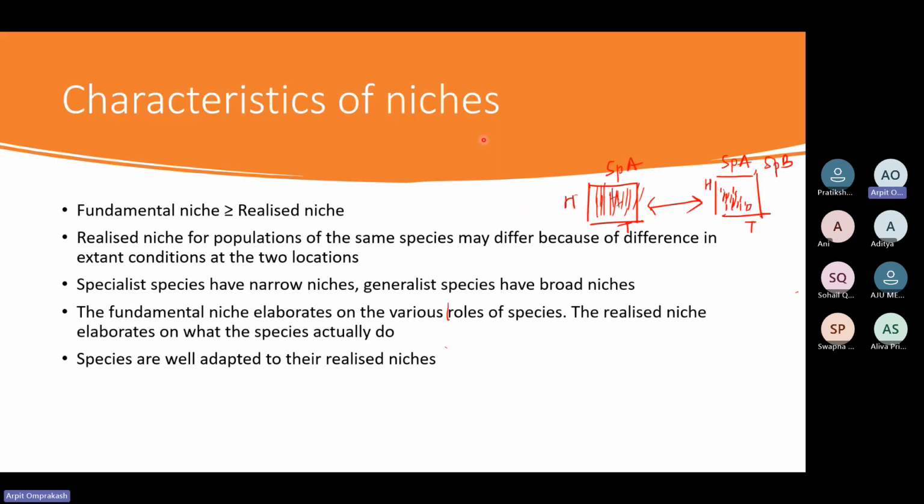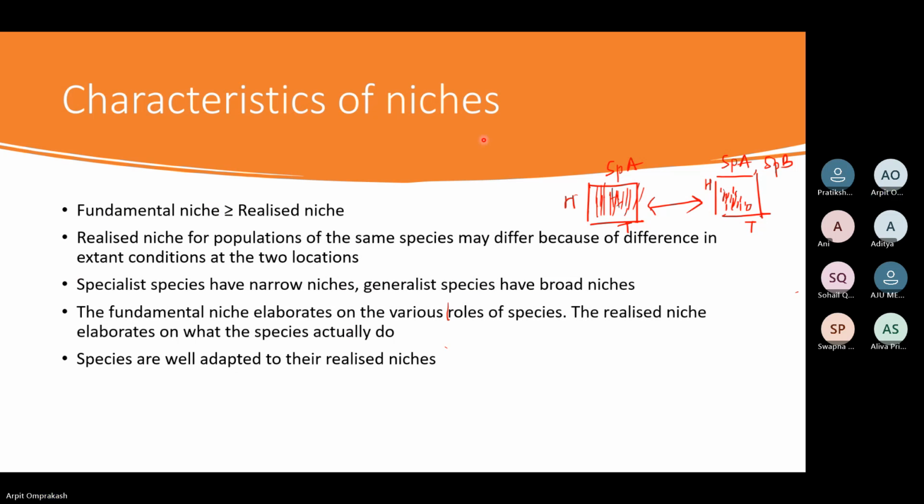So always, the fundamental niche is greater than or equal to the realized niche. The realized niche may differ for populations of the same species based on the area, because there might be different conditions or different species in different areas.